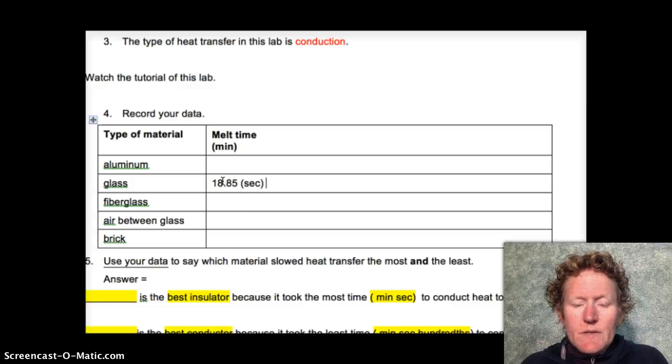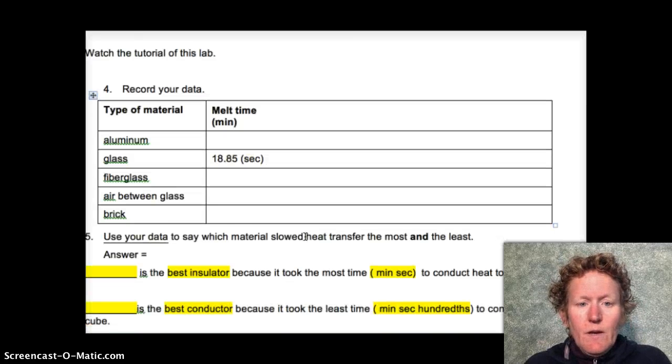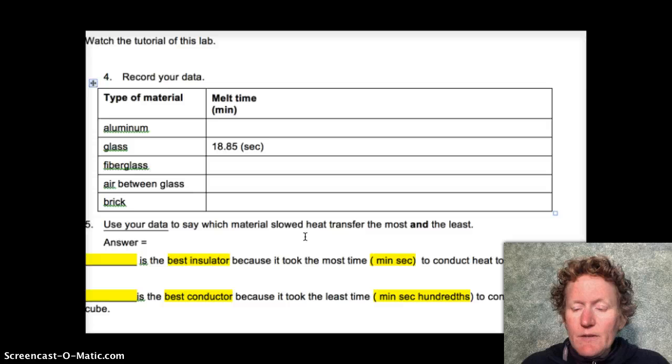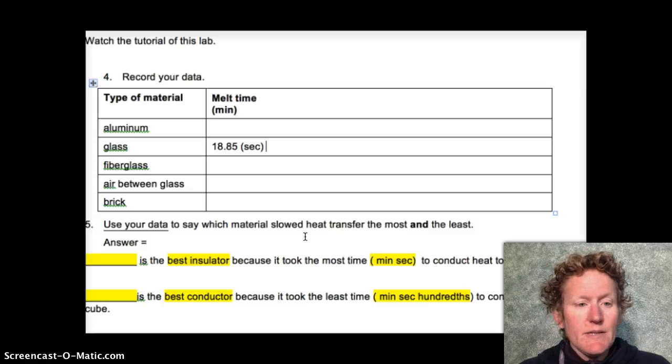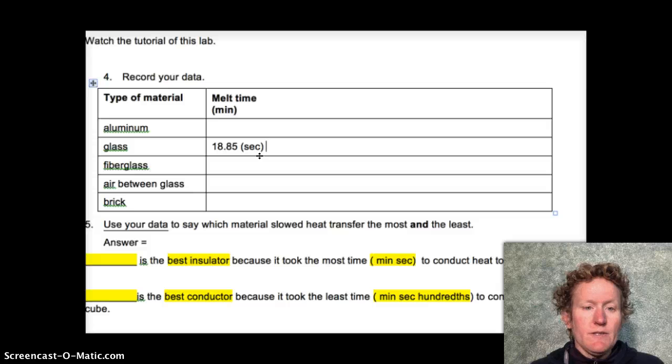Some of the materials are going to not be conductors. They're not going to conduct heat as well as glass. It's going to take a long time, and it might take a couple of minutes for the ice cube to melt. So it's important that you write down whether you're writing down seconds or you're writing minutes, seconds, and hundredths of a second.